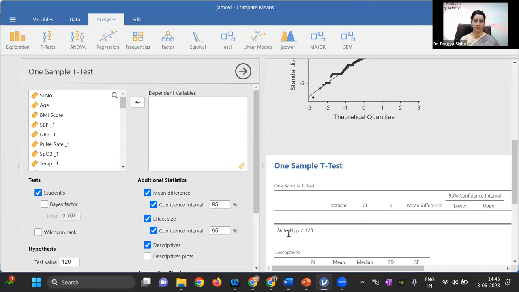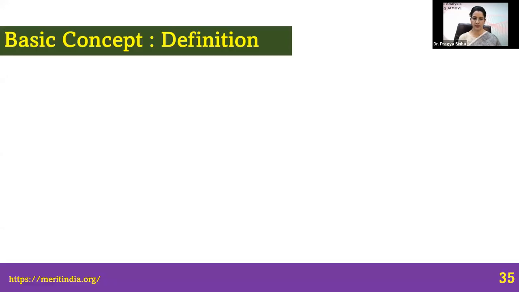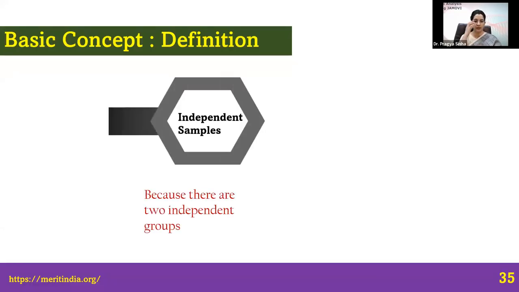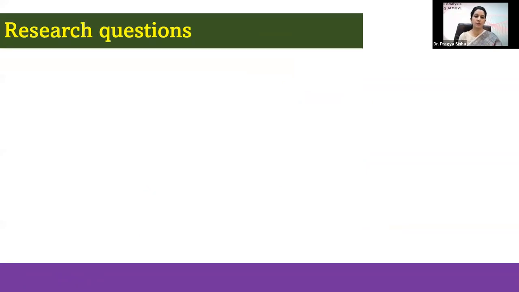Now coming to the second part of this webinar, which is the independent sample t-test. If we see the basic definition, here you start with two groups. And we call it independent samples because the two groups are independent. And then we call it a t-test because we are comparing the mean value of a continuous or a scale variable across two groups.